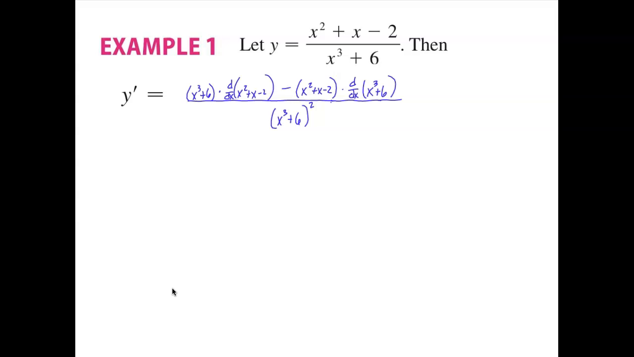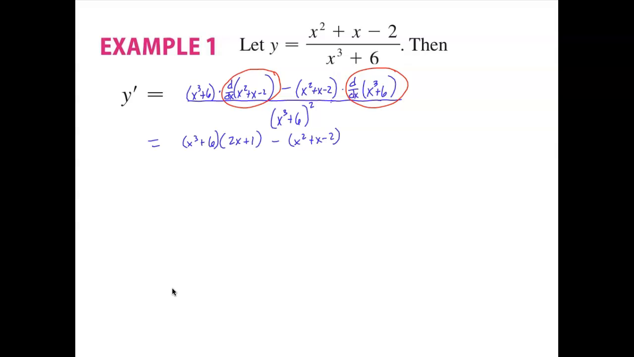So now we're all set. We can see where we need to do calculus, here and here. We just haven't actually done it yet, so now let's take that step and do the calculus on those parts. So I'll have x cubed plus 6 times the derivative of x squared plus x minus 2, which will be 2x plus 1, minus x squared plus x minus 2.